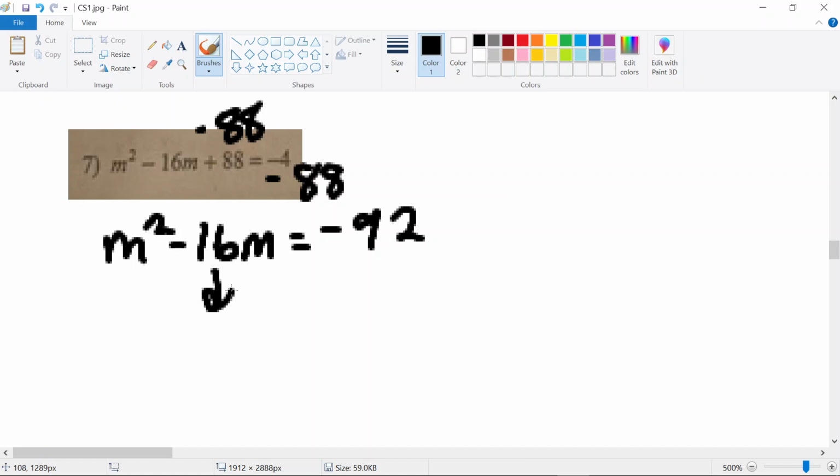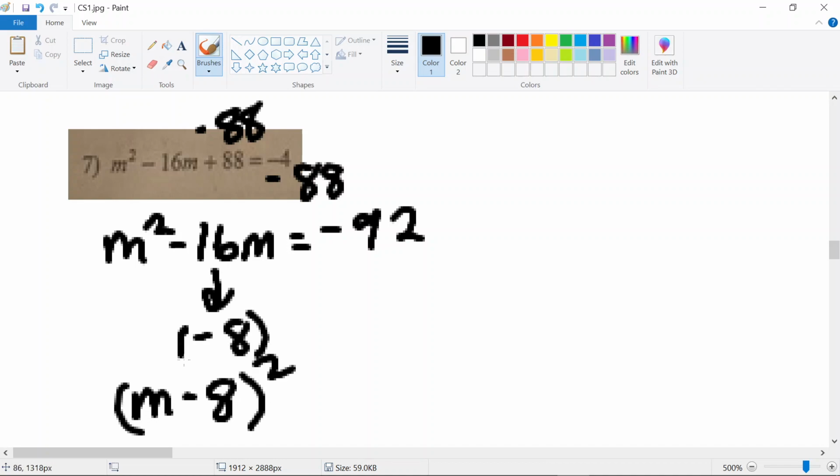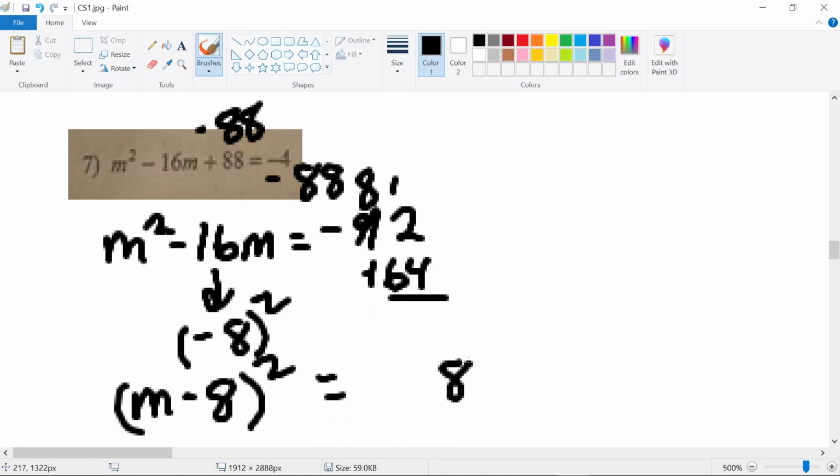Take half of the coefficient in front of the non-squared term, that's negative 8. Put that in parentheses with the variable and square it. Square the minus 8. Negative 8 squared is 64. Add that to the other side. Negative 92 plus 64 is negative 28. Okay.